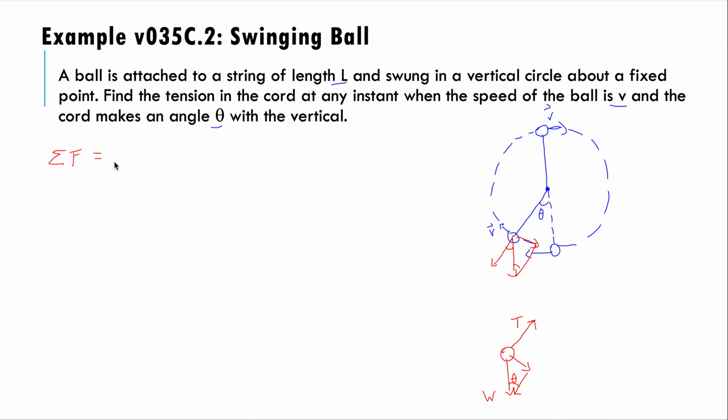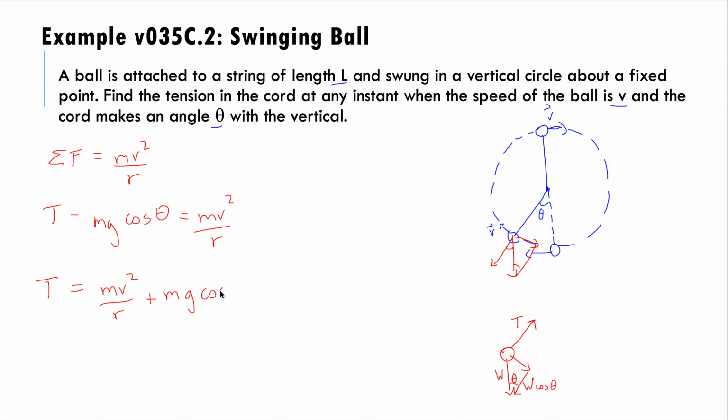The centripetal forces equal mv squared over r. Towards the center is tension. Away from the center is this component right here, which is adjacent to the angle. So if the hypotenuse is w over here, that means this is w cosine theta, which is mg cosine theta. So T minus mg cosine theta equals mv squared over r. We're trying to solve for tension, so tension is equal to mv squared over r plus mg cosine theta. We don't have any values, so this is the answer, but let's take a look at a few important things to note.